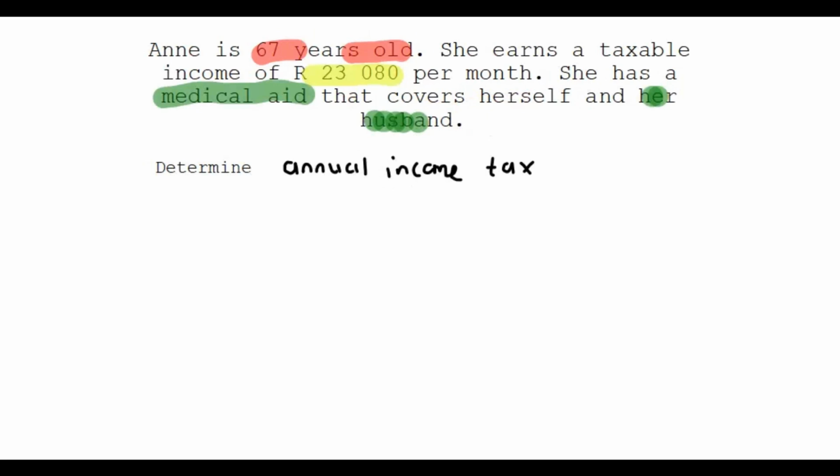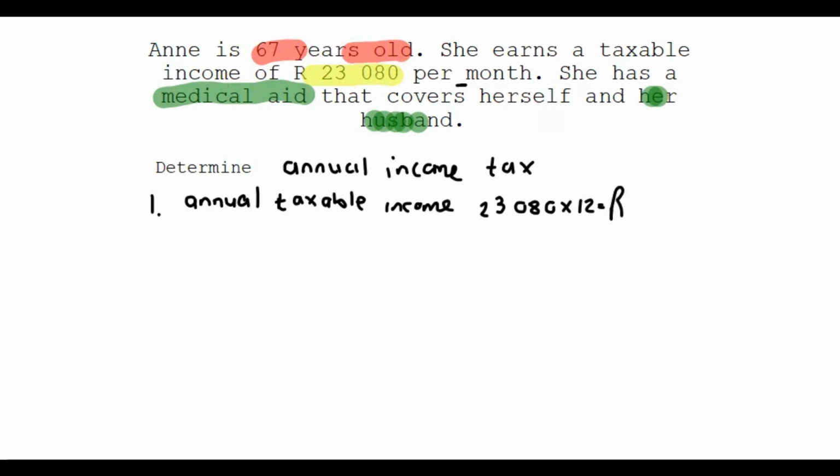Step one, since we only have the monthly amount, we need to determine the annual amount. So what does she get in per year? And this is then the annual taxable income. It's best to write down everything, just because all these terms can be so confusing. Okay, so if it's 23,080 per month, we're just going to multiply that by 12 and get the annual amount, and that's going to be, just put that in your calculator, 276,960.